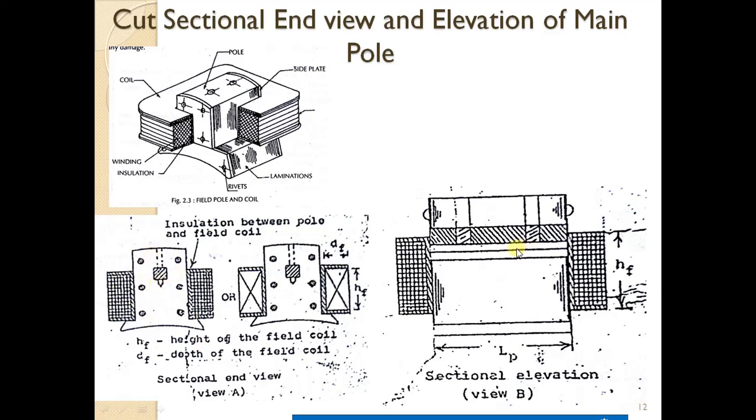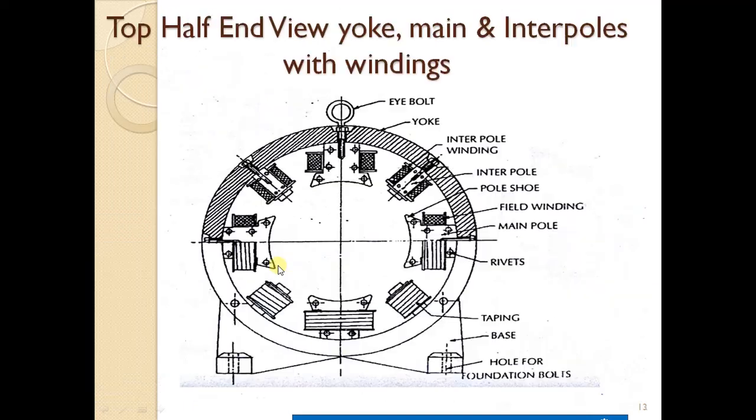Okay, and coming to this is the elevation, as I already said, this is view B. So for this again you require the height of the field windings along with the axial length of the pole and then the height of the pole. This is nothing but your cut sectional end view and elevation of only the main pole. Okay, and now we have discussed elevation, end view of yoke, main pole, and then the field windings.